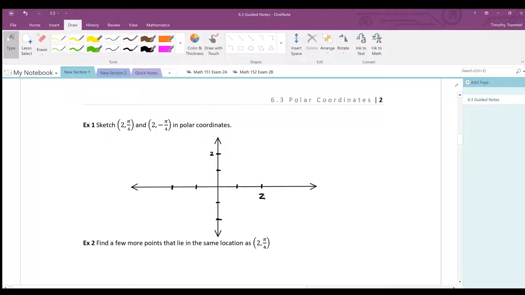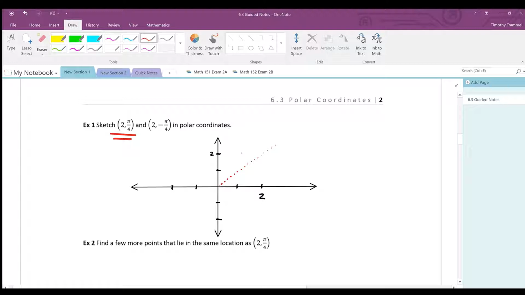Example 1, sketch (2, pi over 4) and (2, minus pi over 4) in polar coordinates. Now let's start off with a little bit easier one, this one here. So we know that we want to rotate pi over 4 radians off of the positive x-axis. We know that that looks like the line y equals x here, right?